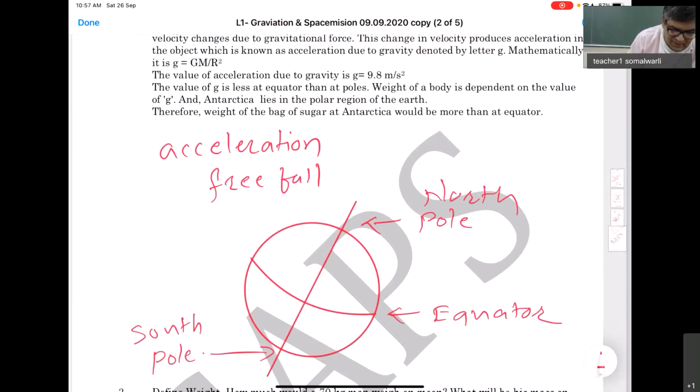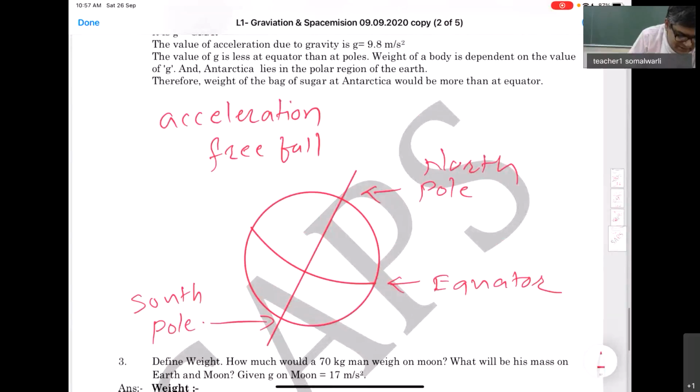So we know that the acceleration due to gravity, that is this g, changes with the altitude, and at the same time it changes with the latitude. As you move from equator to pole, the value of acceleration due to gravity increases, because the formula is GM upon R squared. This is the formula for acceleration due to gravity. Now what happens as you move from equator to pole? The value of radius decreases.